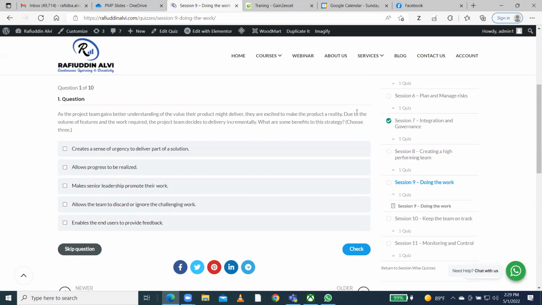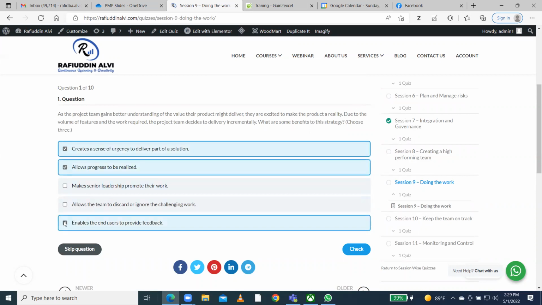First, second, and fifth. Okay, this is based on your experience, you're saying. This involves a bit of agile also. So agile things are coming into the picture. So let us see.